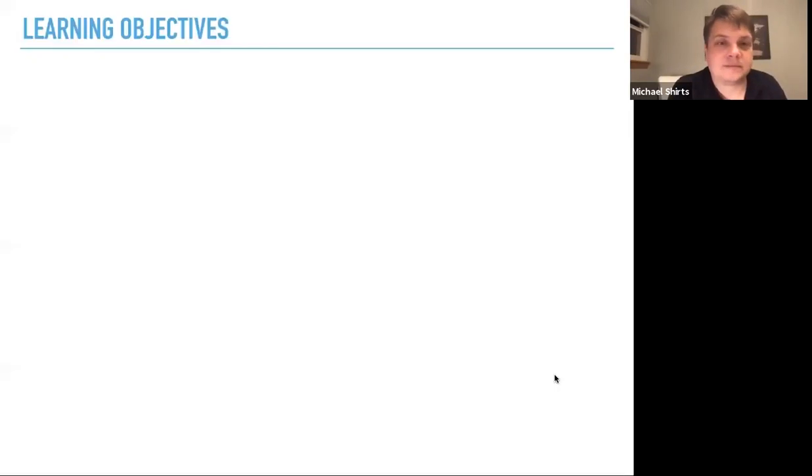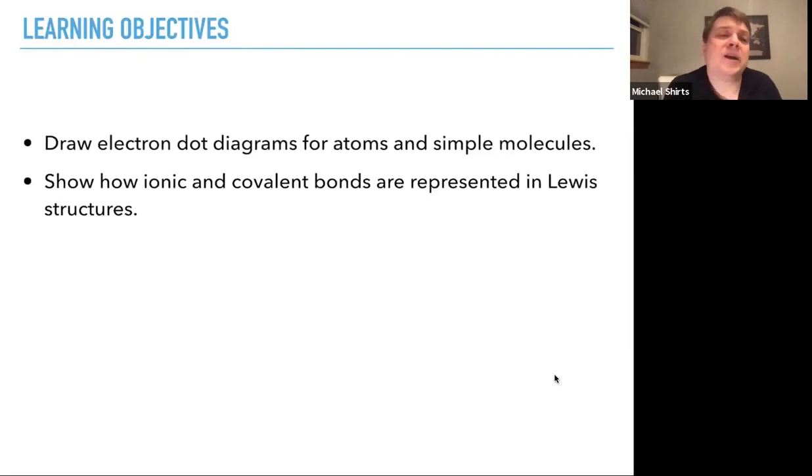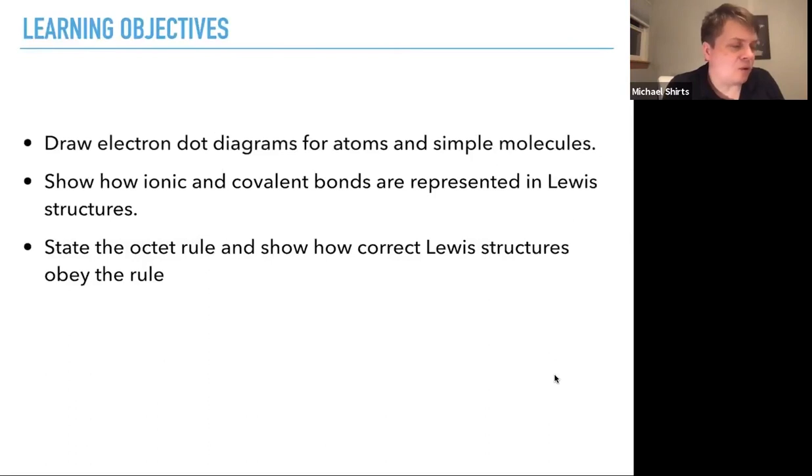Okay, so in this next segment, we'll be pushing forward with the concept of covalent bonds and talking about how we can use Lewis structures to help understand what sorts of covalently bonded molecules form. So the main learning objectives in this segment are drawing electron dot diagrams for atoms and simple molecules, showing how ionic and covalent bonds are represented in Lewis structures, and stating the octet rule and showing how correct Lewis structures obey this rule.